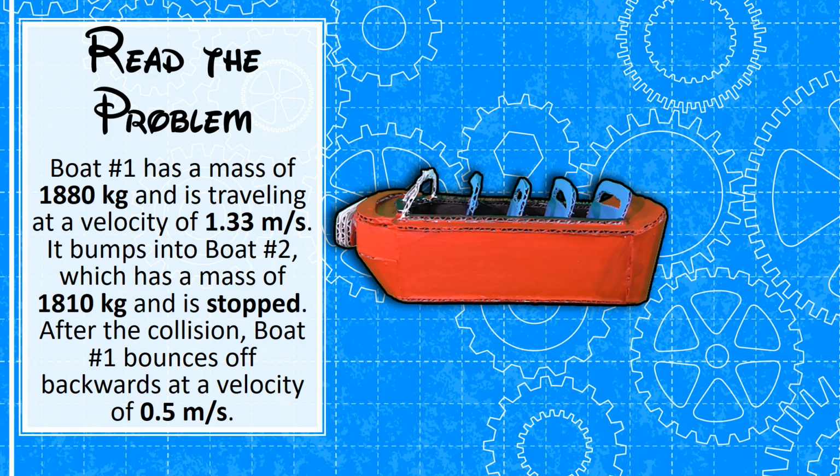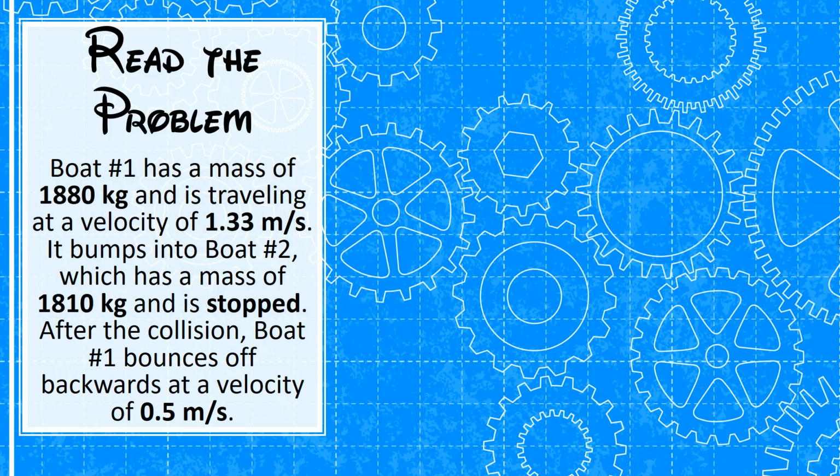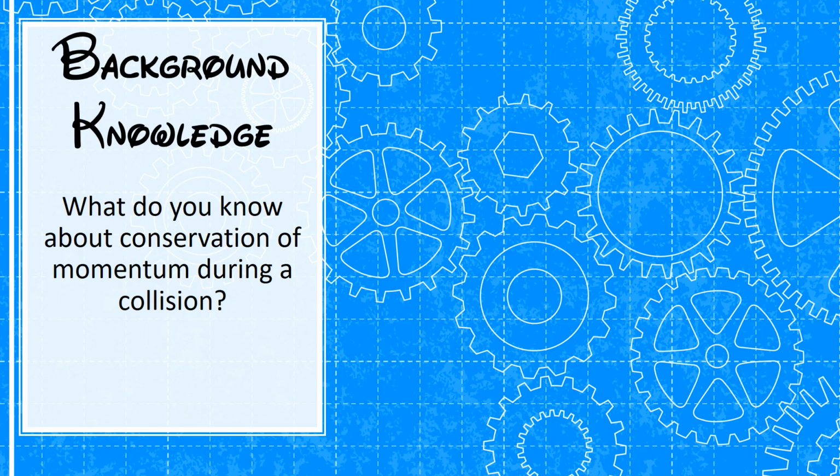After the collision, boat number one bounces off backwards at a velocity of 0.5 meters per second. If it's backwards, the velocity has to be negative. It won't always flat out tell you a velocity of negative 0.5 meters per second. Sometimes we need to visualize these things. So think about it. Boat one is moving forward. Boat two is stopped. Boat one bounces off backwards. Boat two travels forwards.